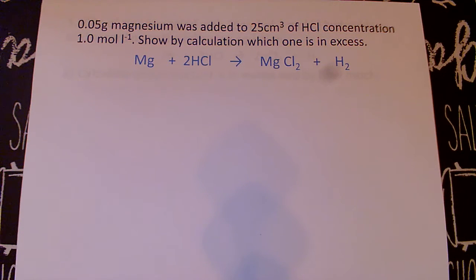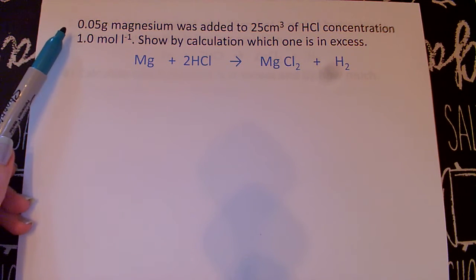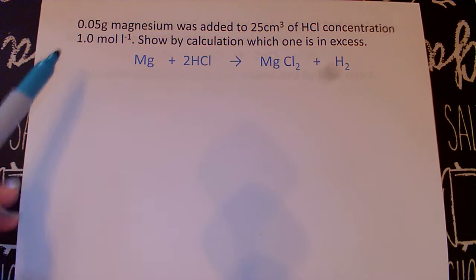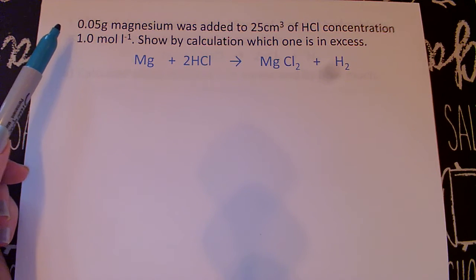So in this first example here, you've been told that you have 0.05 grams of magnesium and you've added it to 25 centimetres cubed of hydrochloric acid with a concentration of 1.0 moles per litre. You've then been asked to show by calculation which one is in excess. So to start, we need to work out how many moles we have for the two substances mentioned.